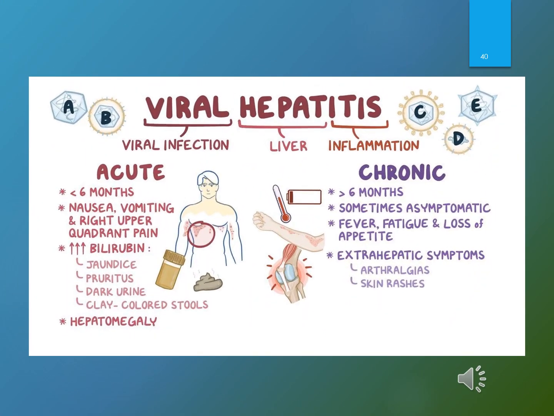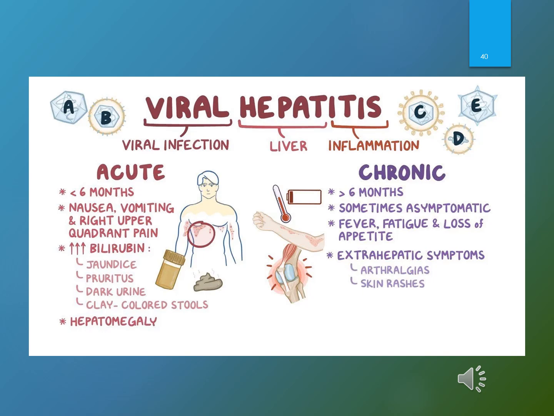So there's both acute and chronic viral hepatitis. Chronic hepatitis is when it lasts for longer than 6 months, and that's typically with just about anything. If something lasts longer than 6 months, now it's deemed chronic.